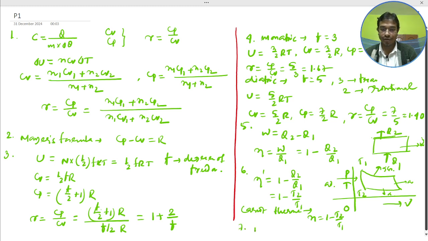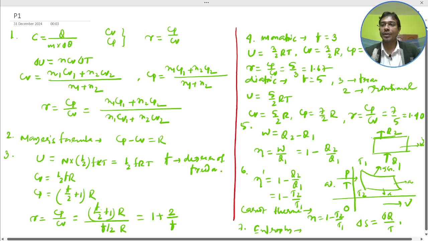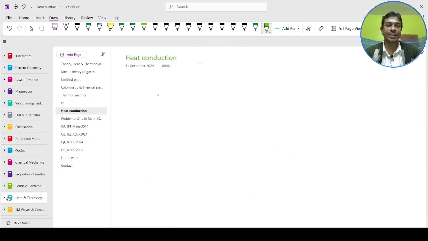And the last one, the entropy: del S is equal to del Q divided by T. This is the entropy formula. Del S is equal to del Q divided by T. Go ahead, our next discussion is the heat conduction.